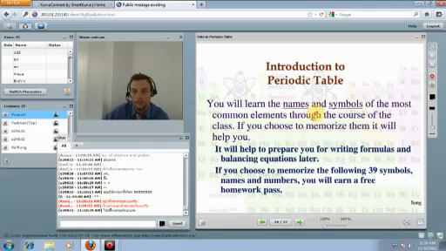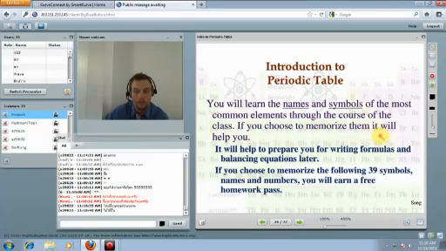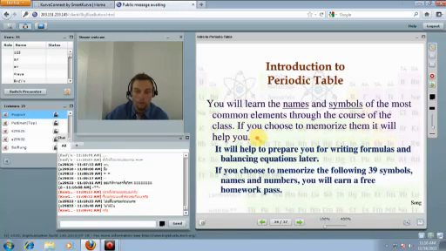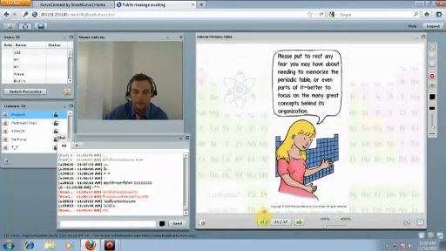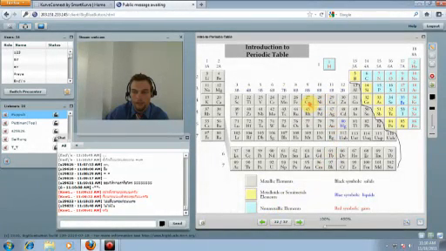You will learn the names and symbols of the most common elements through the course of the class. If you choose to memorize them, it will help you. It will help you prepare for your writing formulas and balancing equations later. So these symbols represent names of the elements, and it sounds really hard, but it's pretty easy to memorize what these are.